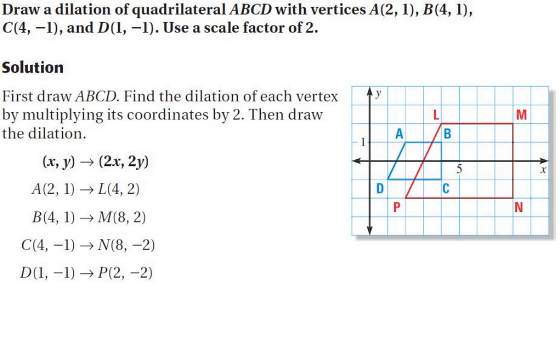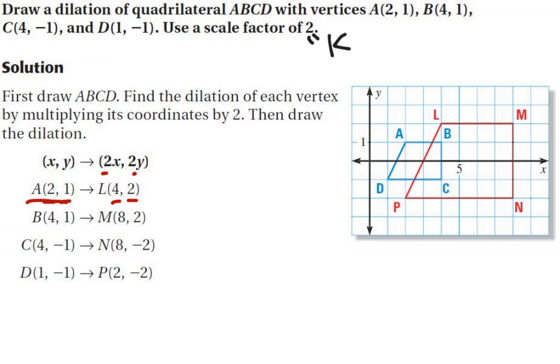Okay, so we're going to draw a dilation of a quadrilateral ABCD with vertices at those coordinates, and we're going to use a scale factor of 2. That means that k equals 2 here, and we're going to first draw ABCD, which they've done in blue, then find the dilation of each vertex by multiplying its coordinates by 2. Down here they've done all the work where A is located at (2, 1), and so then they do 2 times 2, which was the scale factor, to get 4. And then they do 1 times 2 to get 2.